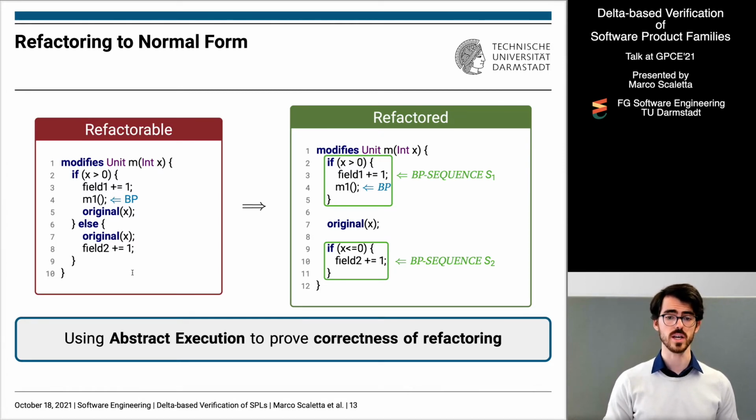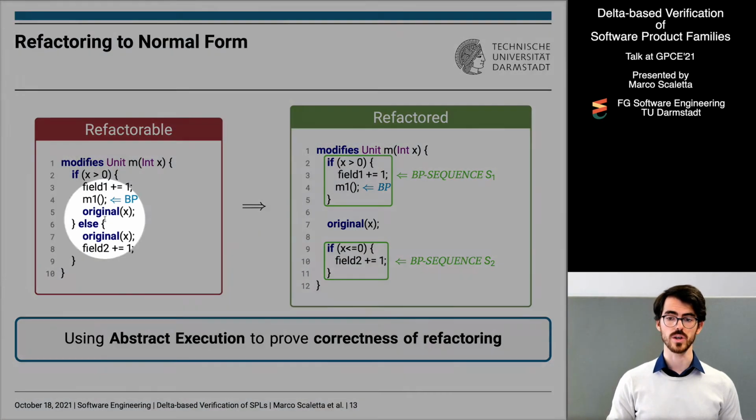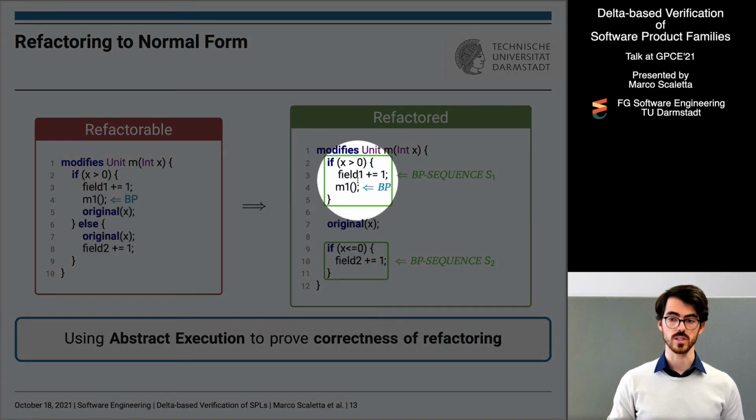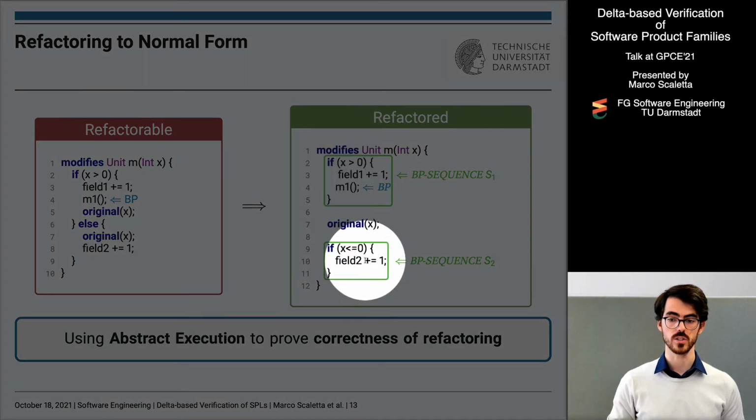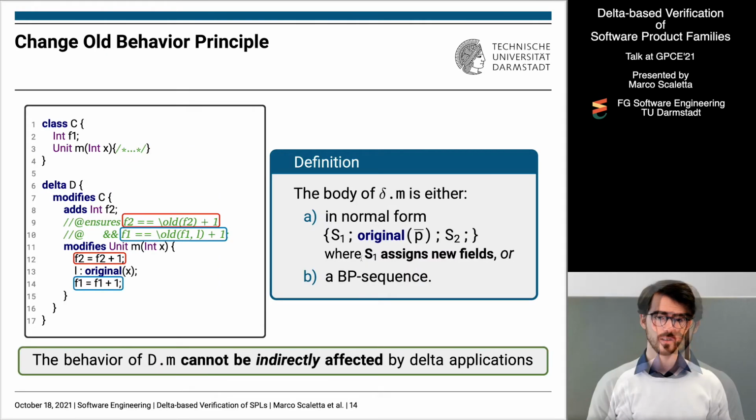For example, in this case, there are two original calls instead of one, and we are able to refactor it in order to have the BP sequence S1 and the BP sequence S2 wrapping the original call. Also, we use abstract execution to prove the correctness of this refactoring. And now we introduce the more general schemata so that we can have a more general approach to verification of delta-oriented programming software product lines.